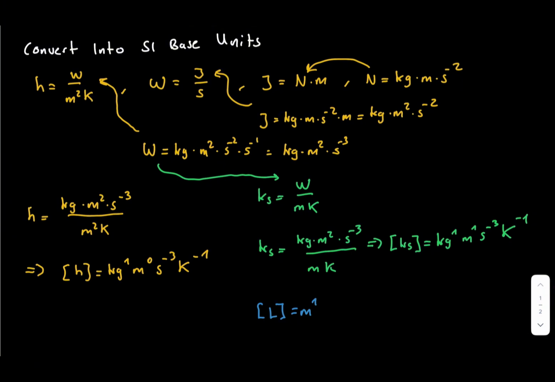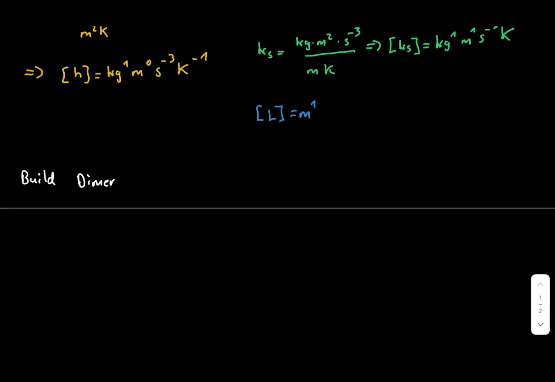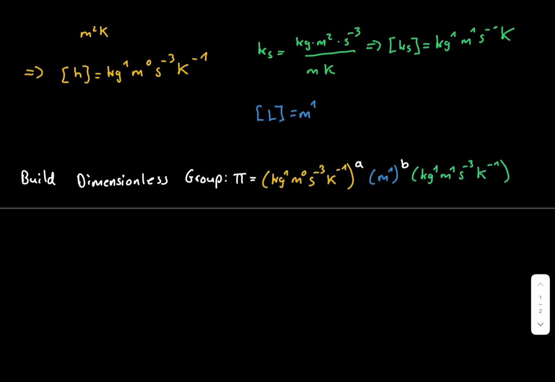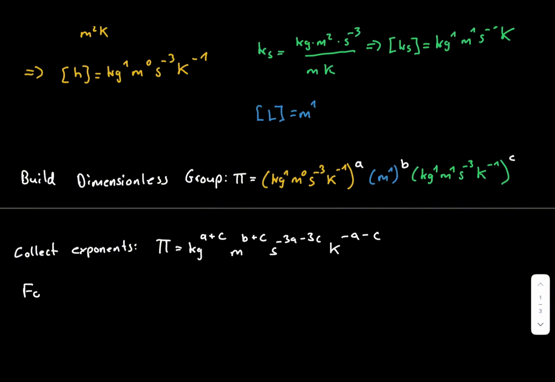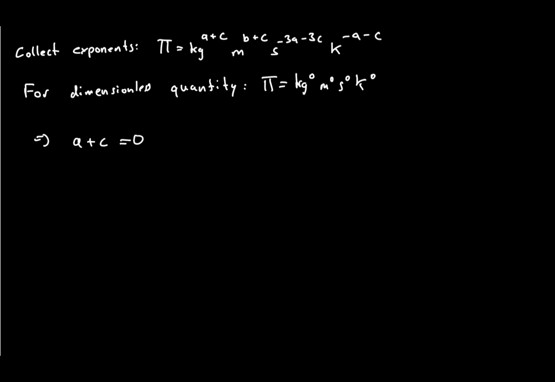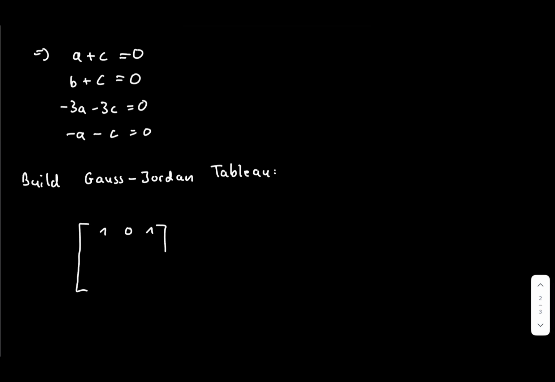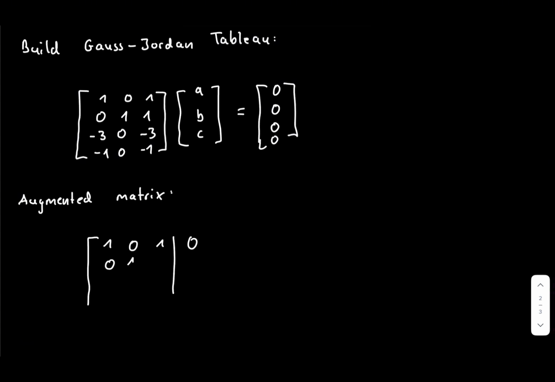Now we assume a dimensionless group consisting of h raised to a, multiplied by L raised to b, multiplied by k_s raised to c. Substituting the SI units and collecting exponents gives 4 equations. Now we build the augmented Gauss-Jordan tableau.